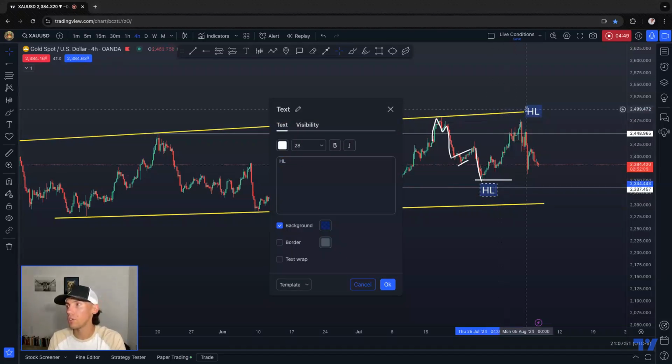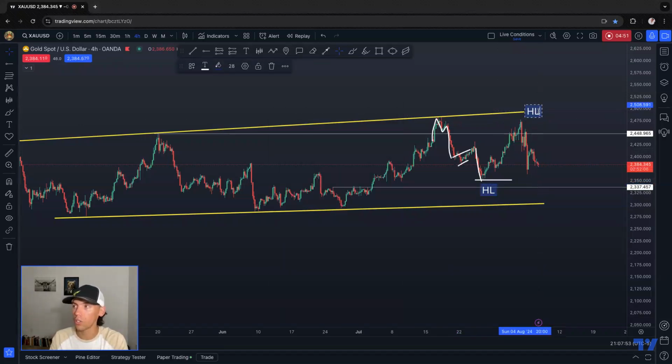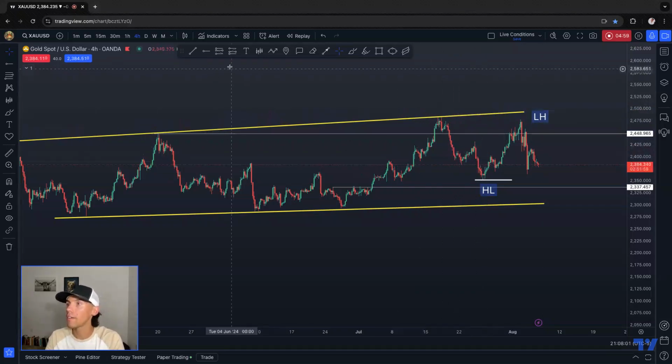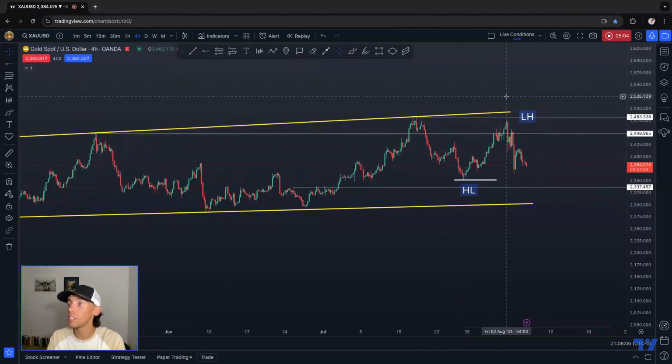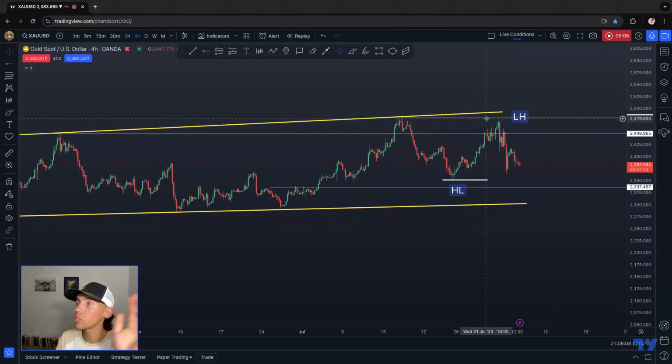Our higher low, and this now becomes our lower high because the market never broke this structure. Let's delete these off. Now we had a near miss, but we weren't focused on the near miss.